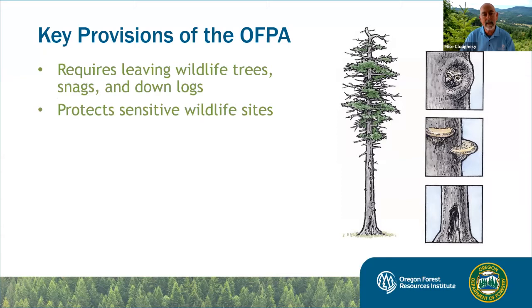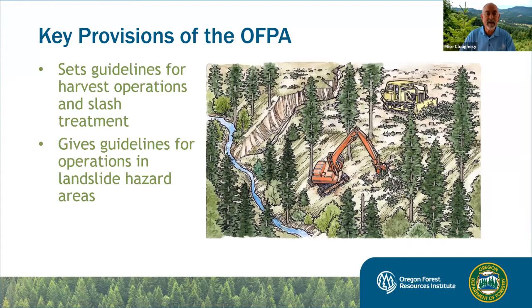We'll talk about those, snags and down logs. And also there are a number of individual species that there are protection guides for in the OFPA. Other key provisions include setting guidelines for harvest operations and slash treatment. And this is a good example in the really nice illustration here, which is an example of an illustration from the illustrated manual. You can see where the tractors are working and they're not working in the stream. And you need to do your harvest operation to protect the stream.